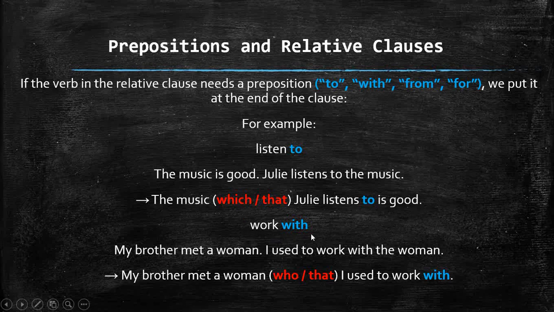With work with, we have these two sentences. My brother met a woman and I used to work with the woman. If we join these two ideas, we have this sentence: my brother met a woman who I used to work with. Look, we're always putting the preposition at the end of the sentence.